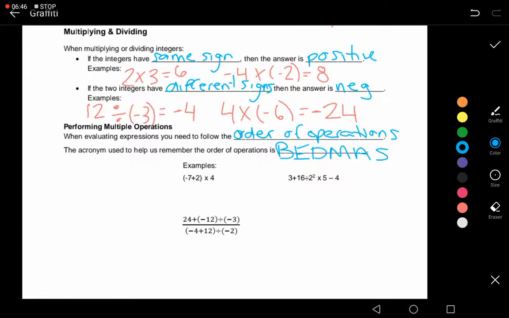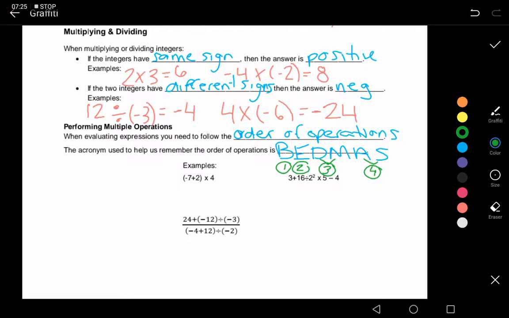So the B is brackets, E is exponents, D is for division, M for multiplication, A for addition, and S for subtraction. So when we're using these, though, just want to make sure brackets is always going to be the first thing we do. Okay, exponents is always going to be the second. For division and multiplication and addition and subtraction, it works a bit differently. Okay, basically, it doesn't matter if it's division first or multiplication first. You're always just going to move left to right. Okay, and same with addition and subtraction.